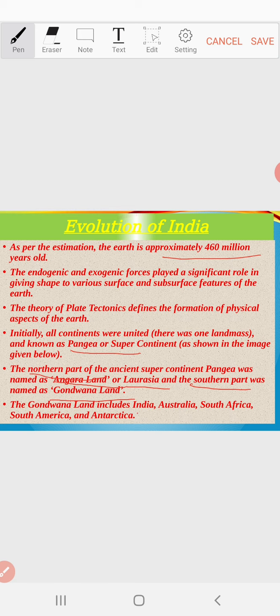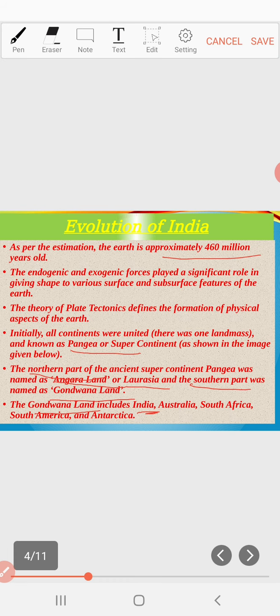And where does India lie now? India is a part of Gondwana land. Now you will say, when India is a part of Gondwana land, India does not lie in the southern hemisphere. We have already studied about the location of India in the previous chapter, that it is in the northern hemisphere. Then how is it possible? When it is a part of Gondwana land, how does it come to be part of the northern hemisphere? Now quickly let's look into this matter.